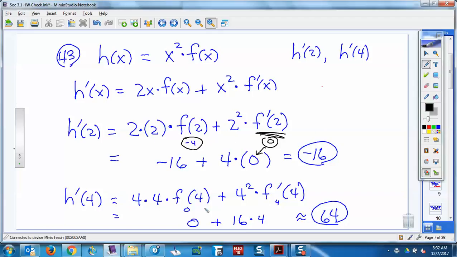On 4, when I plug in my 4 here to get f of 4, I just read it right off the graph. That was 0 right there. And then I need f prime of 4, and that's where we would just sketch in our tangent line and estimate the slope, and I estimated it to be about that. So that worked out to be that.